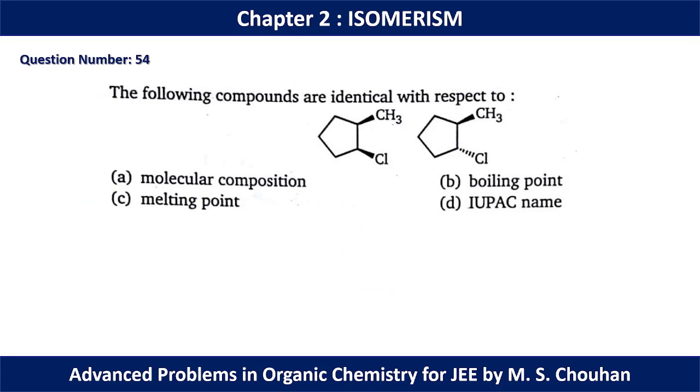In question number 54, the following compounds are identical with respect to, so they are diastereomers. Okay, so diastereomers have different boiling point, melting point, IR, NMR. Only the molecular composition is the same. So that's why for question number 54, option A should be the correct option.